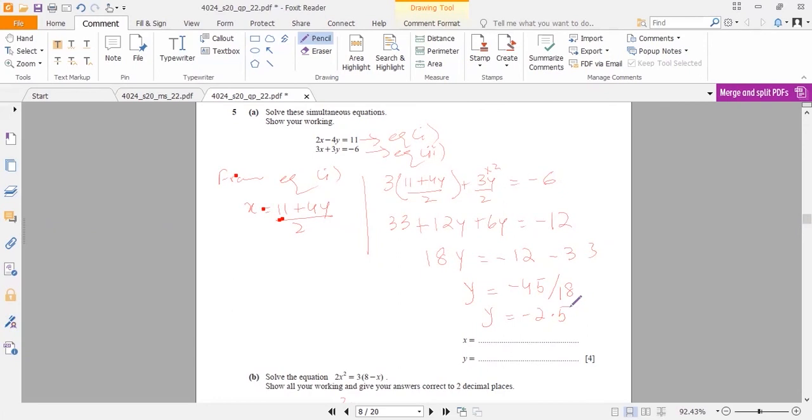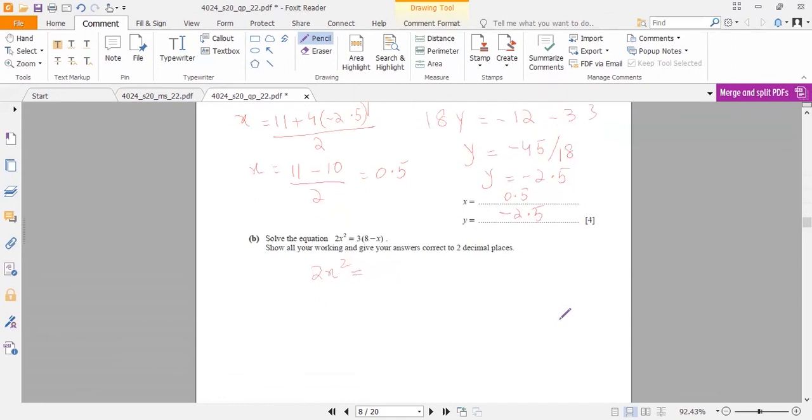Now I'm going to put this value of y in this equation. So x is (11 plus 4 times minus 2.5) upon 2. 4 multiplied by minus 2.5, it will be minus 10. 11 minus 10 upon 2, it will be 0.5. So the value of x is 0.5 and the value of y is minus 2.5.